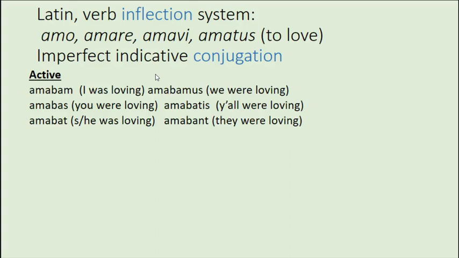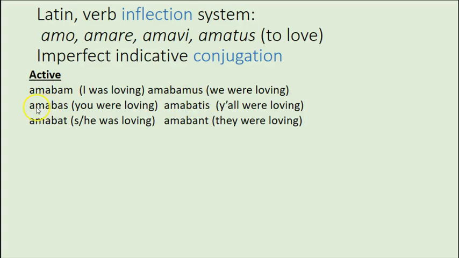If you want to say I love, you love: amo, amas, amat, amamus, amatis, amant. But there's so many other things that you could do with the verb. I used to love, or I was loving. You add amabam, and these bam, bas, bat endings are common imperfect endings in Latin.